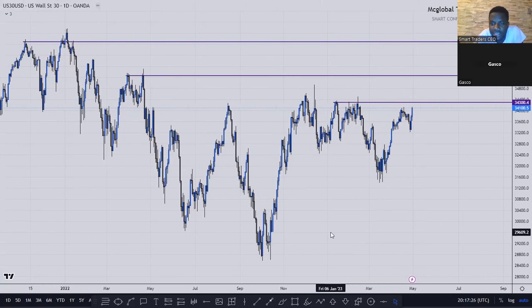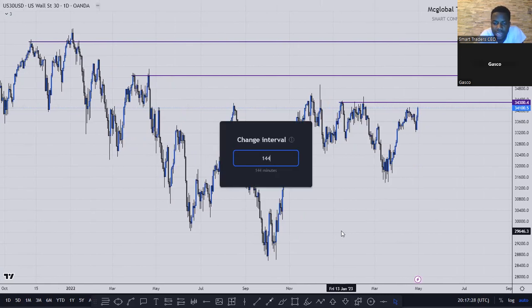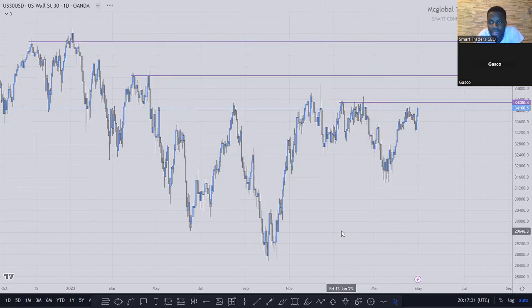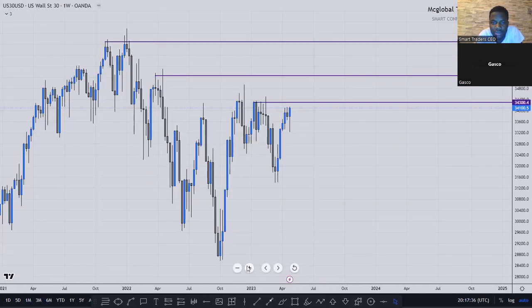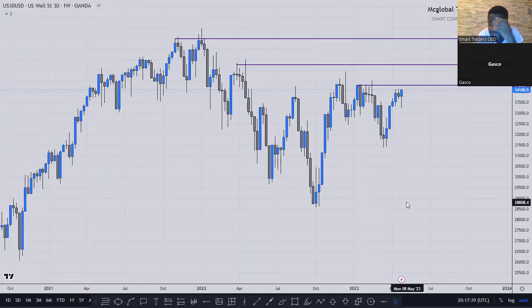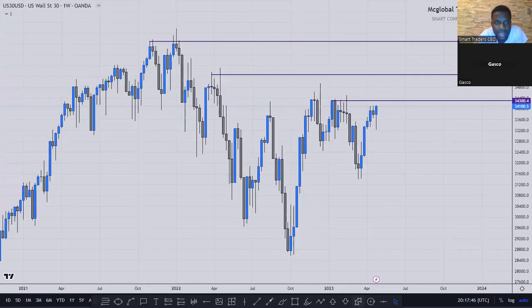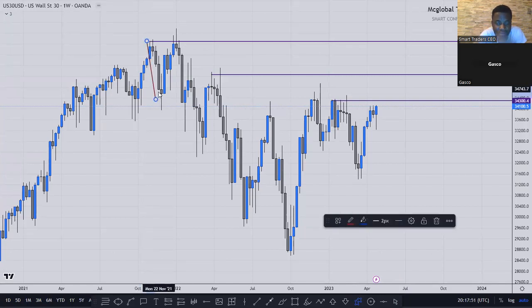So this is US 30. I can go to the weekly just to show you, because we are much more concerned about what is going to happen this week, the trades that we are going to take this week. So on the weekly, you can actually see that we had this bearish movement. It was giving us lower highs, lower lows. You know all this stuff, right?